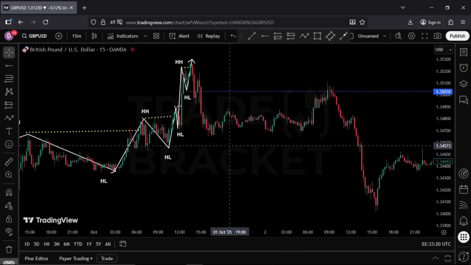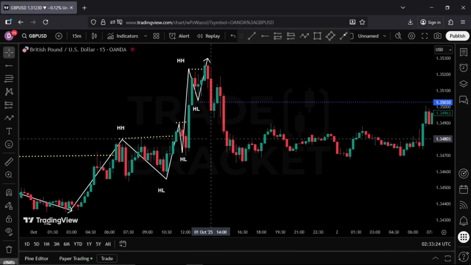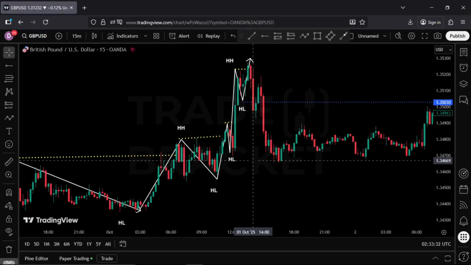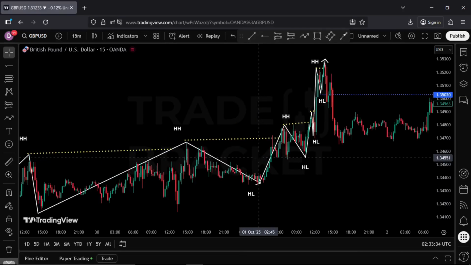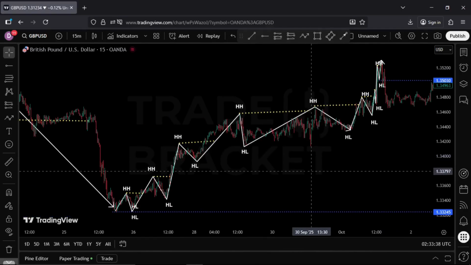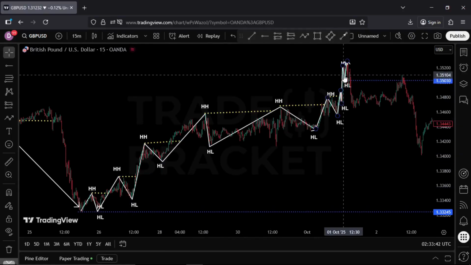Okay, then another thing, let's look at where the break happened. So the break happened around 1st October 2025. Okay, and it says 14. All right, so 14 is 2 p.m. So what I'm saying is the pullback and the break take some time to form, and you don't want to be on your charts, guys, the whole day just to wait for all this pullback and then the break.